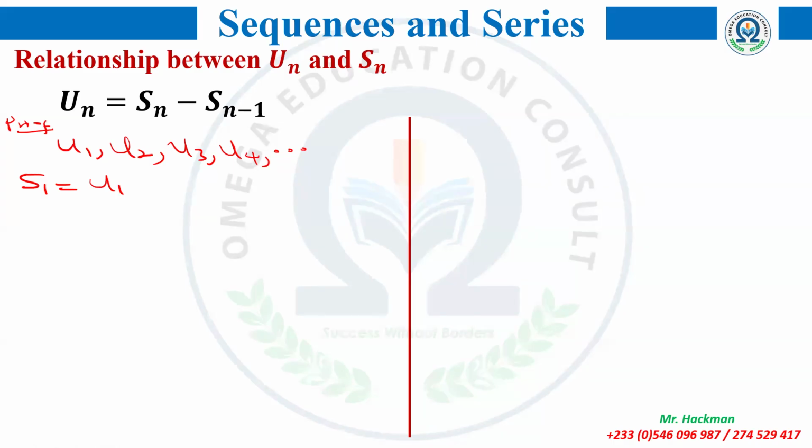Remember, I've said this before. You agree, right? Okay, what will be S sub 2? It will be the sum of the first two terms, so it will be U sub 1 plus U sub 2. Are we in agreement? Yes, sir.